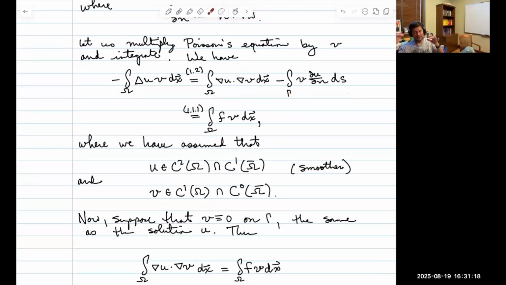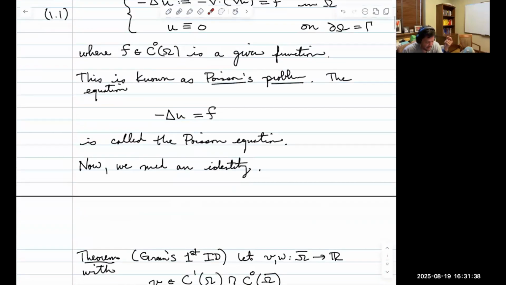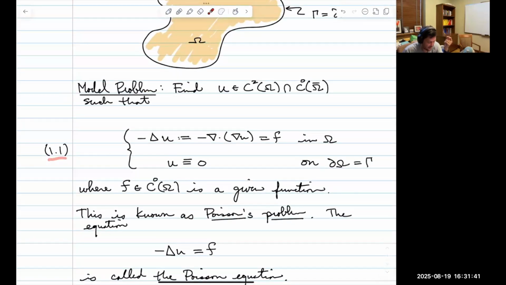So multiply by v, integrate by parts. Green's first identity is just integration by parts in higher dimensions. And then apply the condition from the Poisson equation. Sometimes I'll use this notation 1.1. That means the equation here, and this is the first equation of one. This 1.1 is comprised of exactly two equations. So this would be 1.1.1 and this would be 1.1.2. So we'll use that notation.